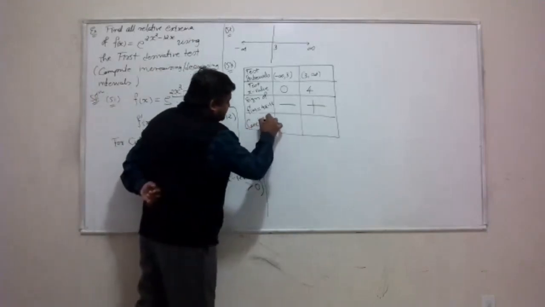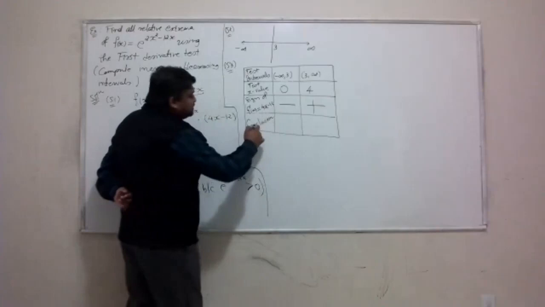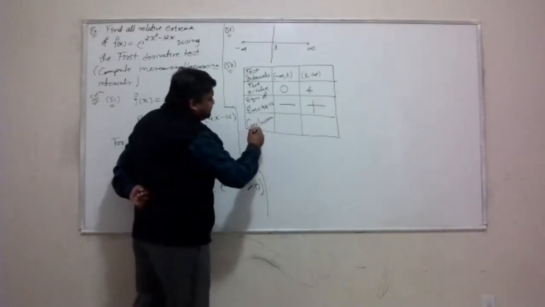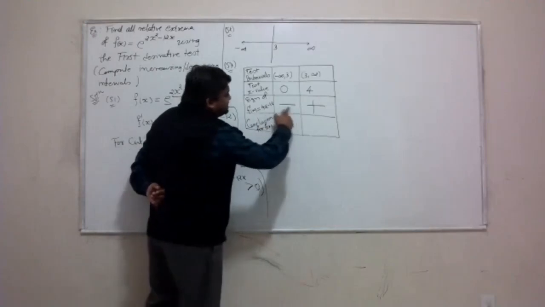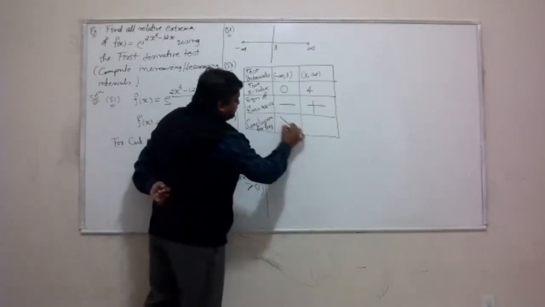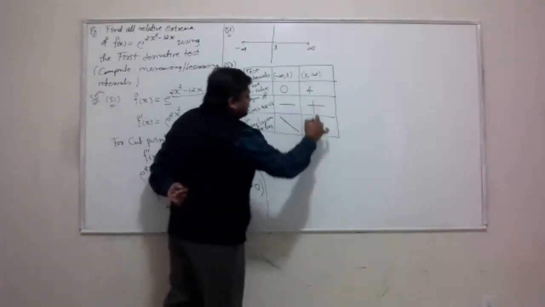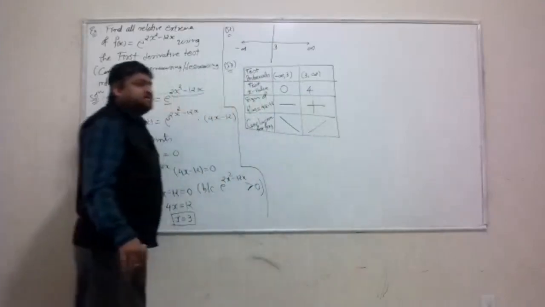Conclusion. Remember, this is a conclusion about our function. Conclusion for f of x. Since the slope is negative, the function is decreasing. Slope is positive, the function is increasing.